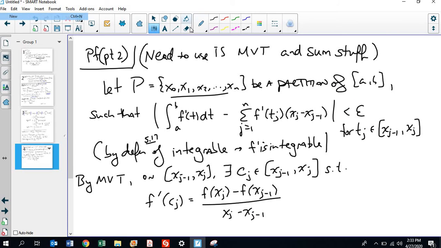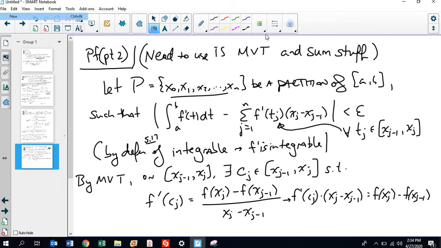One thing I need to make sure you recognize is that this is true for any tj. That's the Riemann sum power: it doesn't matter which point you pick in here. Now we've got a cj, so if I multiply both sides by the denominator, I get f prime of cj times xj minus xj minus 1 is equal to f of xj minus f of xj minus 1.